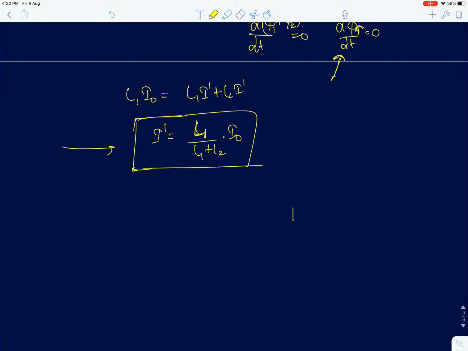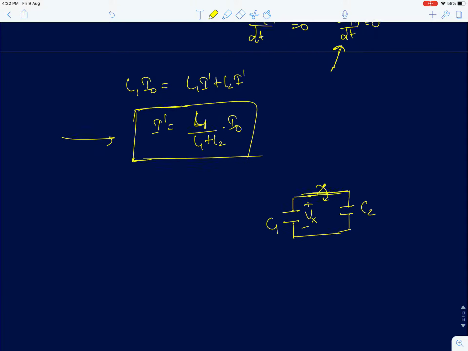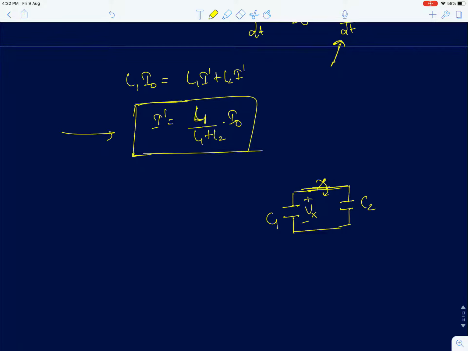Okay. So I'll draw an analogy with capacitor charge sharing. We had two capacitors, say values C1 and C2. This capacitor had an initial voltage of Vx, and when this switch was shorted, we analyzed that the switch is shorted, and after that we'll try to find what is the final voltage.